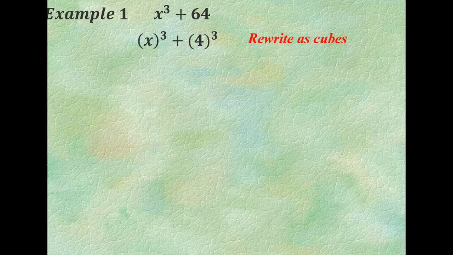Alright, let's try to apply this. So the first example is x cubed plus 64. We remember that x cubed is a perfect cube and 64 is a perfect cube. So we're going to rewrite it as x cubed plus 4 cubed, in parentheses. So if you remember to do this first step and don't avoid this one, then the next step is so easy.